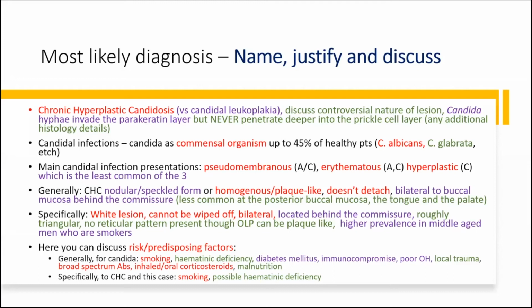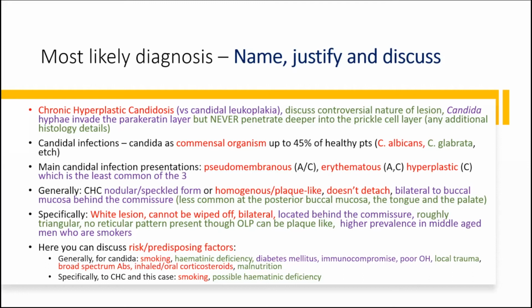So it's a white lesion that cannot be wiped off. It is bilateral. It is located behind the commissure. It is roughly triangular. There is no reticular pattern present, though oral lichenoid plaque-like lesions and oral lichenoid reaction can be argued. Higher prevalence in middle-aged men who are smokers, okay?